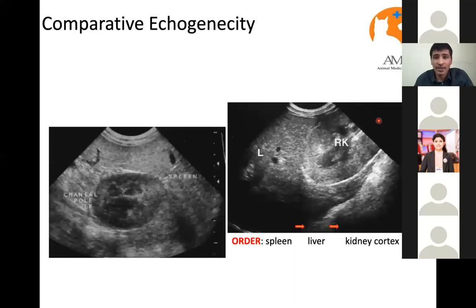Here you can see a comparison in the image. Up here is the spleen, and it looks very white, right? Because the spleen looks whiter than the kidney. Down here is the kidney. This is the cross-sectional view, not the longitudinal view. Here this is also the kidney, and this is the liver.